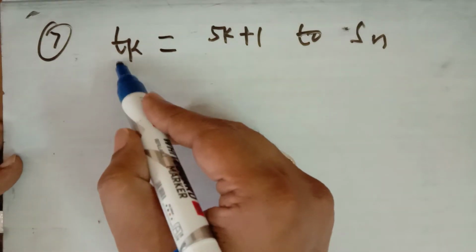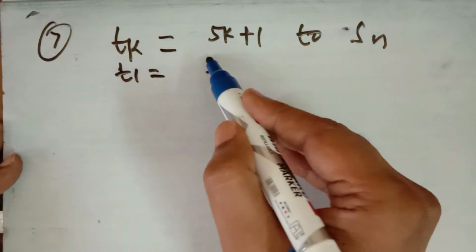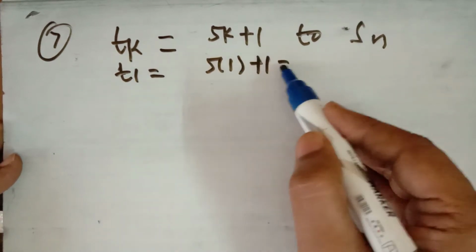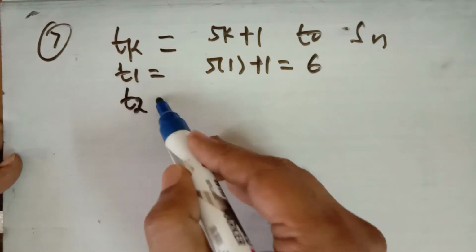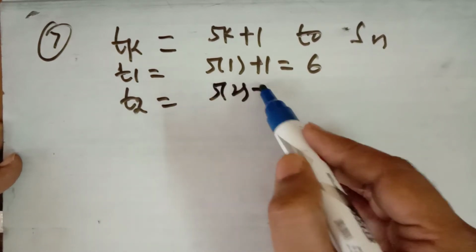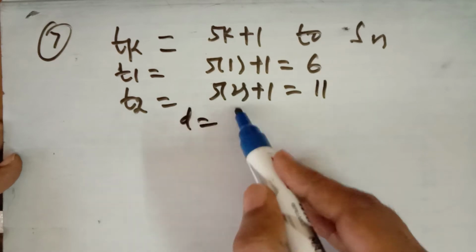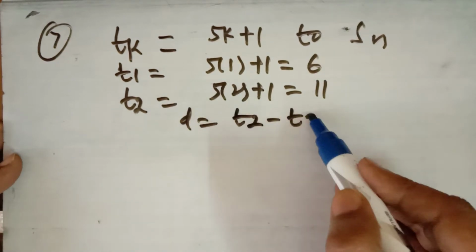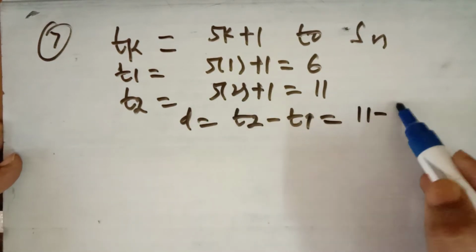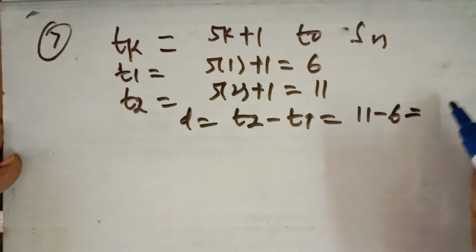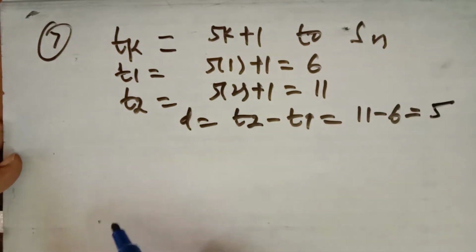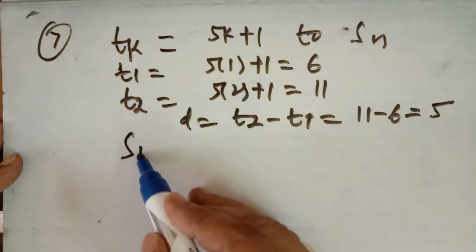So how can you find it? When you replace k by 1, you will get its first term, which is 6. When you replace k by 2, you will get its second term, which is 11. So you can easily find the common difference. Second term minus first term will be 11 minus 6, that is equal to 5, and you have to find Sn.